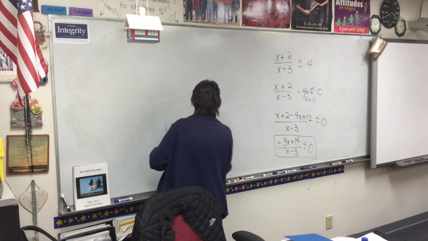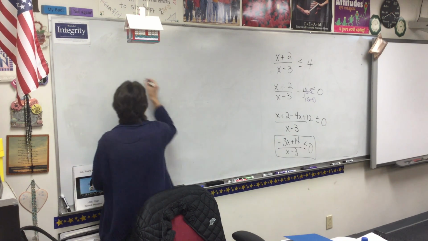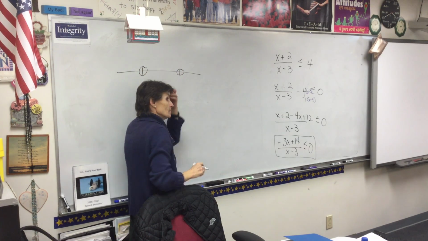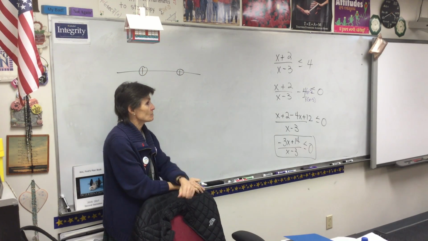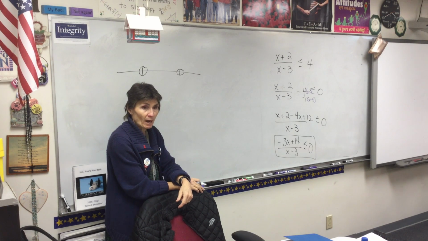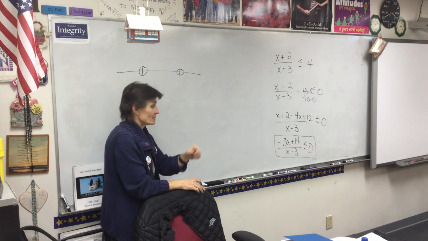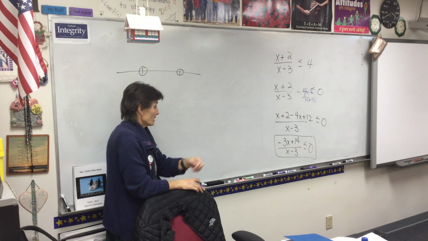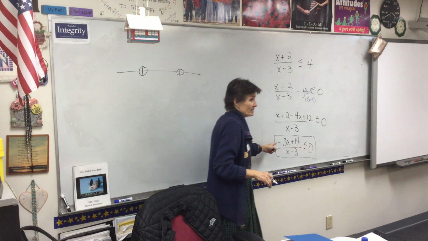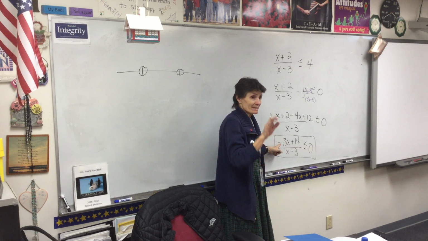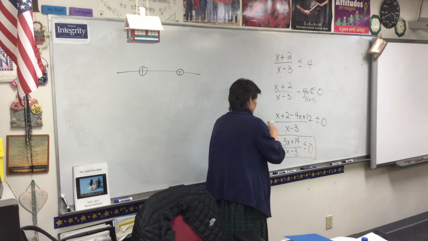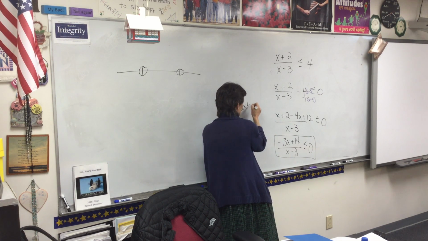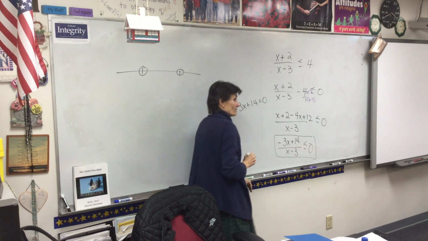I'm going to draw my number line, and there are going to be 2 dots on the number line. A dot that comes from the top and a dot that comes from the bottom. Now the bottom dot is easy. That's going to be 3. This one isn't so easy. So instead of guessing, figure out where to put that dot by simply solving the equation. Where does it equal 0?